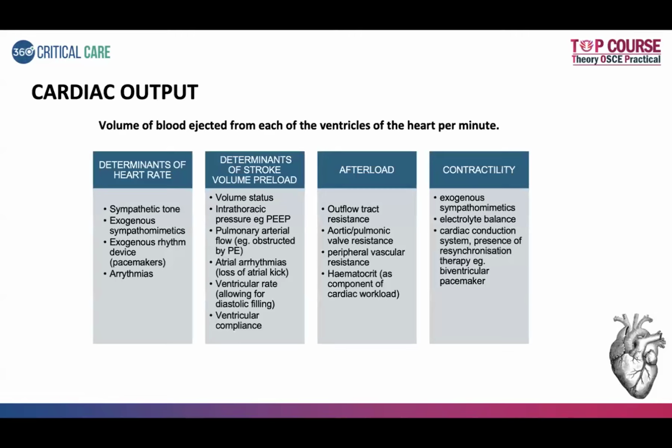So as we know, what is cardiac output? It is the volume of blood ejected from each of the ventricles per minute. So what are the determinants of cardiac output? It could be afterload, contractility, preload, or heart rate.